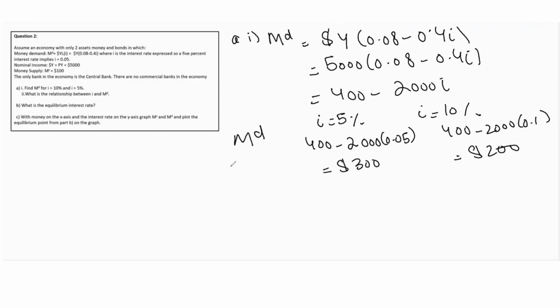Part 2 is asking us to see the relationship between i and MD. We can see from here that as the interest rate increases from 5% to 10%, money demand goes down from 300 to 200. So let's try to analyze why that is. So part 2 is that as i increases, we know money demand decreases. But the question arises, why.